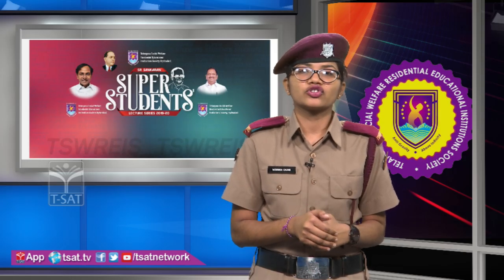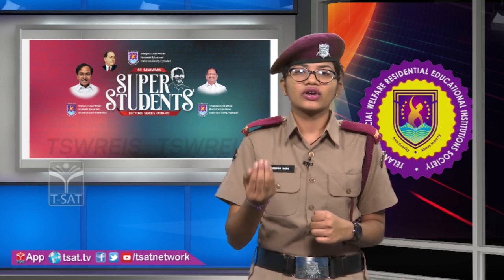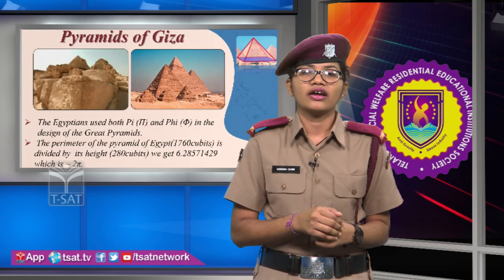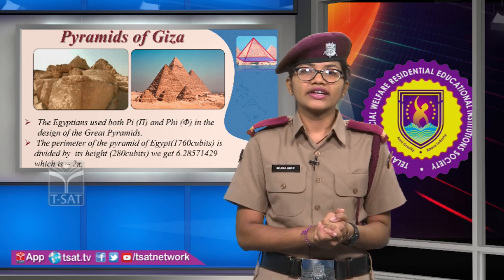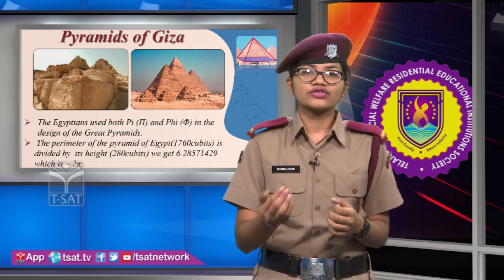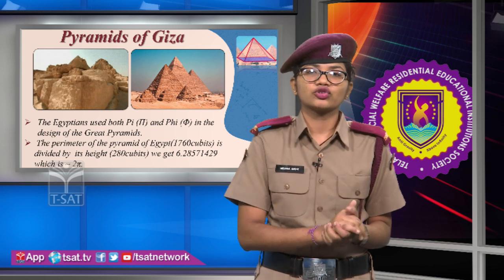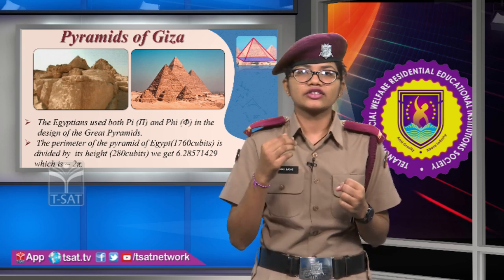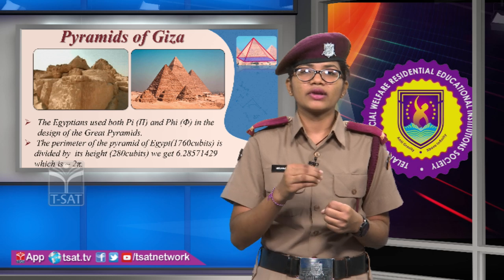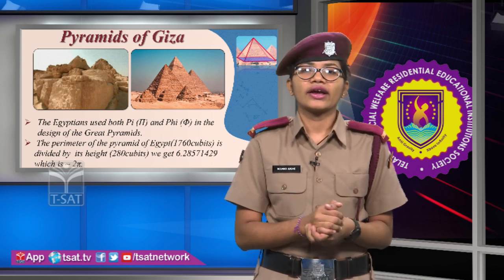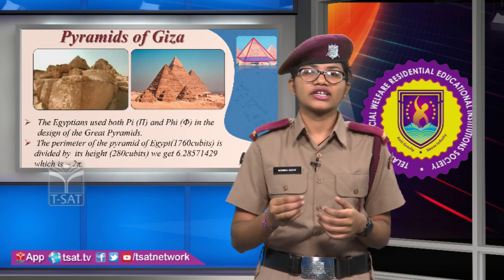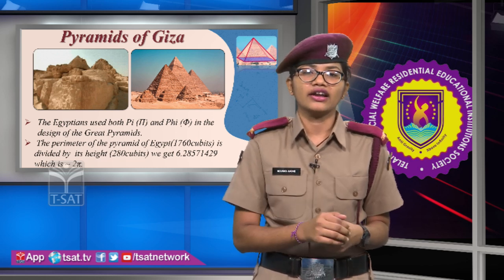The Egyptians used both pi and phi to construct the pyramid of Giza. The perimeter of the pyramid was 1760 cubits, which, divided by its height of 280 cubits, gives 6.28, which is similar to 2 pi. The pyramids of Giza are also a wonderful construction among the seven wonders of the world.